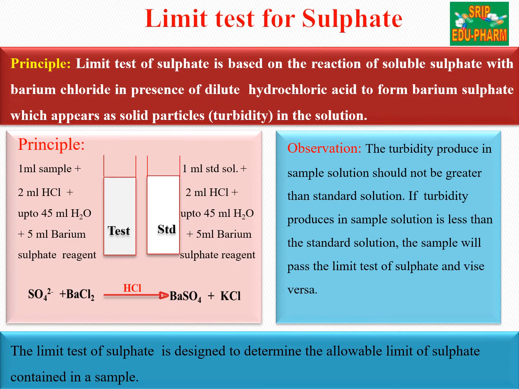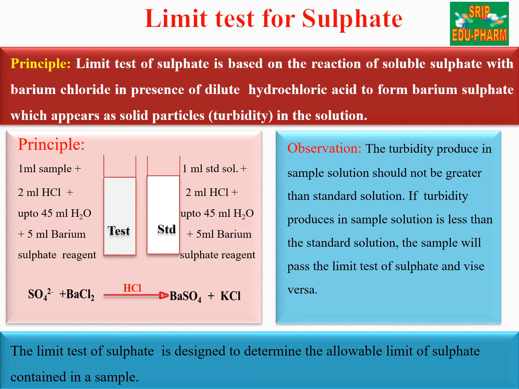The principle involved in the limit test of sulfate is based on the reaction of soluble sulfate with barium chloride in presence of dilute hydrochloric acid to form barium sulfate precipitate, which is observed as turbidity in the solution.